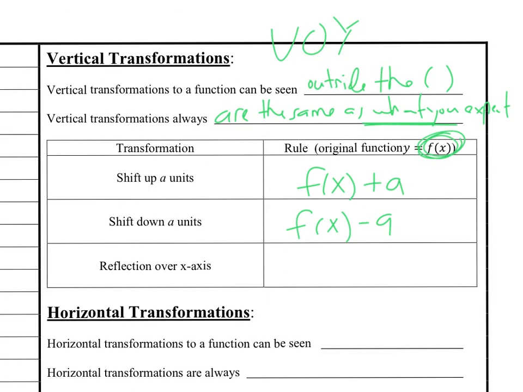If I want to reflect it over the x-axis, that is a vertical movement. These are all vertical movements. Reflection over the x-axis is vertical. It's from up to down or down to up. That's over the x-axis. This is going to be a negation, and that negative has to go, again, outside of the parentheses.